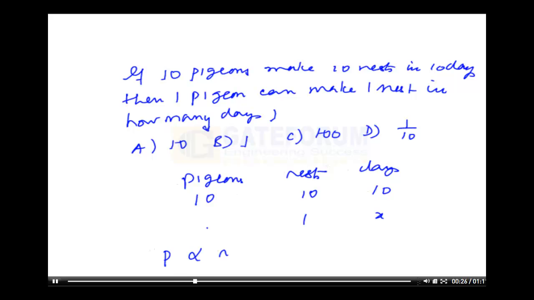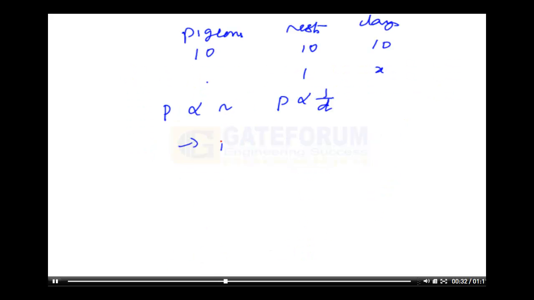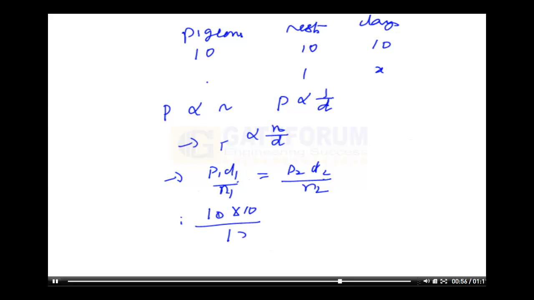Number of pigeons and nests vary directly. Number of pigeons and days vary inversely, which means pigeons vary as n by d, which tells you p1 d1 by n1 will be p2 d2 by n2. Therefore, 10 into 10 by 10 is equal to 1 into d2 by 1, which means number of days taken will be 10.